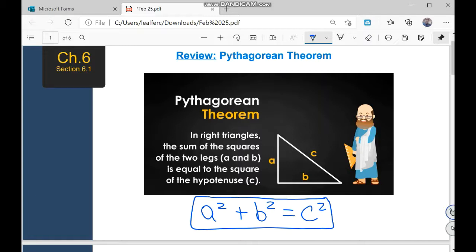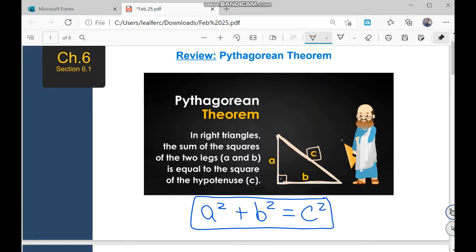The variable c is the hypotenuse. The hypotenuse is the side opposite to the right angle. This one is the longest side. See, the longest one. And the legs are the smaller ones, the sides that make the 90-degree angle. And then we have a squared plus b squared, the legs, equals c squared, the hypotenuse. Okay?